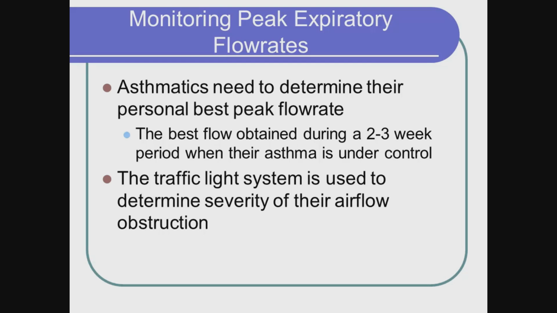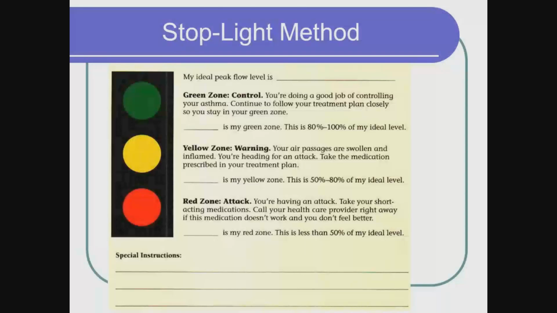So over a period of a few weeks, when they're healthy, when they're not in an asthmatic crisis, I'm going to monitor their peak flow. And we're going to use what we call the traffic light system to determine severity. Did Mary talk about that? It's an upside down traffic light.